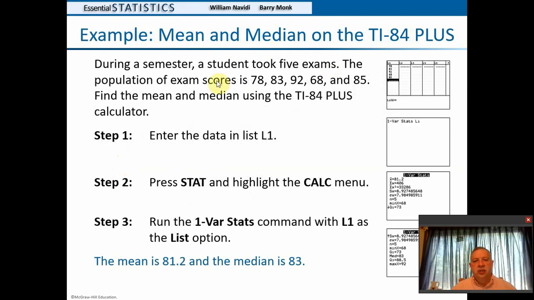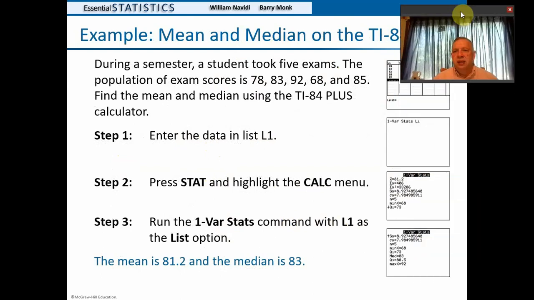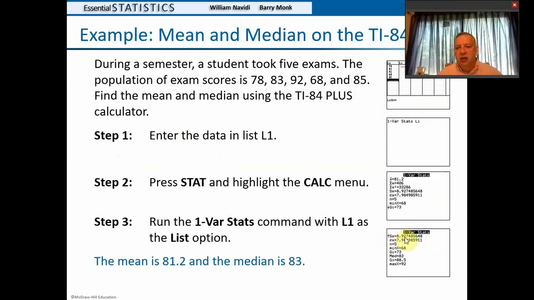So here's the solution. They enter the data in list L1. Stat, highlight the calc menu, run the one var stats command with L1 as the list option. Back up here. And here's the value. All I'm looking for in this case is the median. There's the median, it is 83.